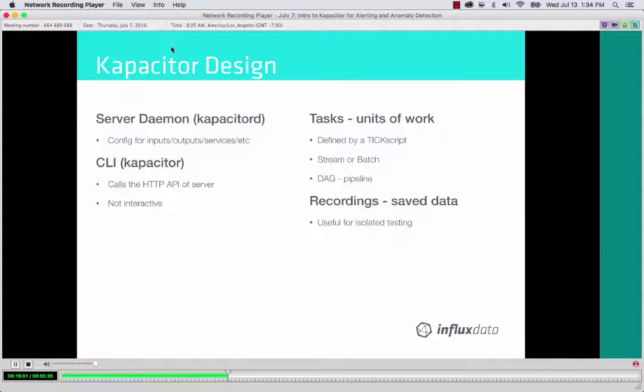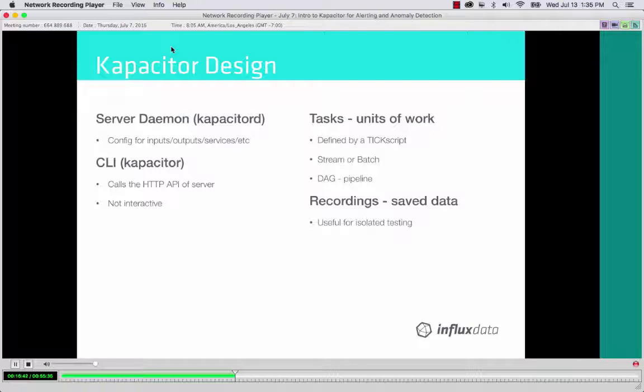The design of the Kapacitor tool has a few components. It has the server daemon, and that's the kapacitord command. So you can configure inputs, outputs, services that you'd like to use, and so on. In addition to that, you have the Kapacitor CLI, which is just a command line interface for interacting with the kapacitord server. So it calls out to the HTTP API of the server. If you'd like to do that yourself, you could, but we would recommend using the tool. An important thing to note here is the CLI is not interactive.